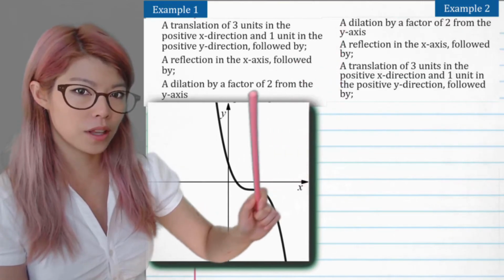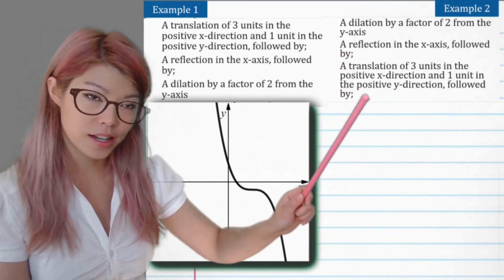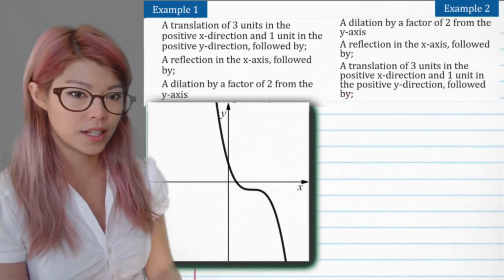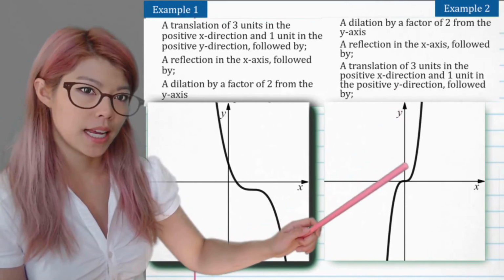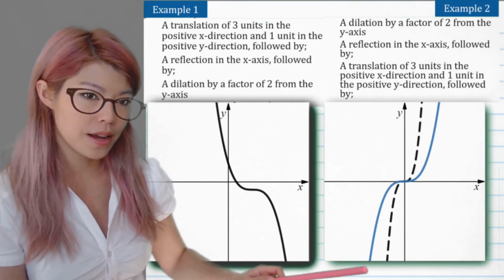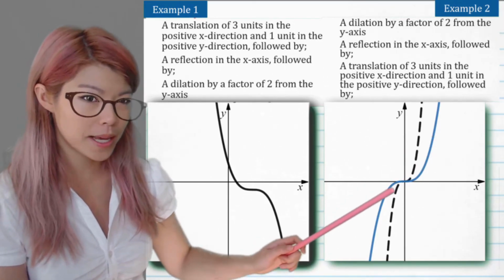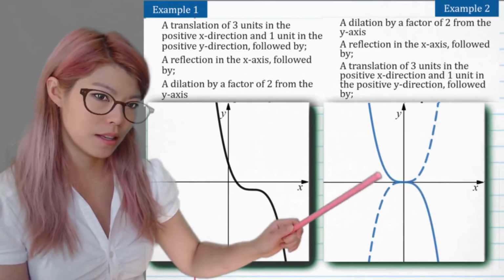So starting with a dilation this time, the reflection in the middle and translation last. Let's see if it's different. So original graph, x cubed, dilating by 2 from the y-axis, means we're getting wider straight away. So far it could look the same, right? But let's see, reflecting in the x-axis means it flips.